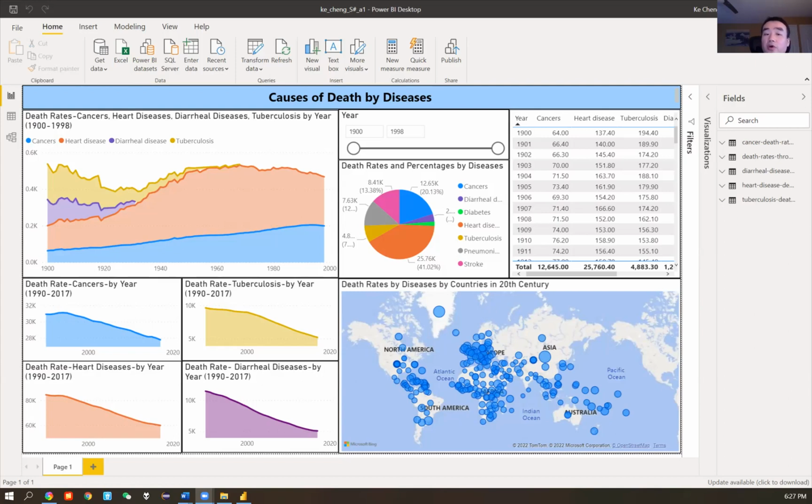This report will focus on the technology of data analysis and data visualization. I will use some datasets found on the web. All the datasets are focused on the death rate of major diseases in the 20th century.